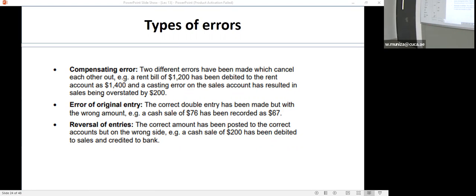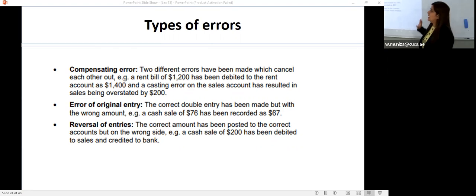So they say 2 different errors have been made which cancel each other out. That is, a rent bill of $1,200 has been debited to the rent account as $1,400. And a casting error, students, casting error is again an arithmetical error. Casting means when we add up things, okay?